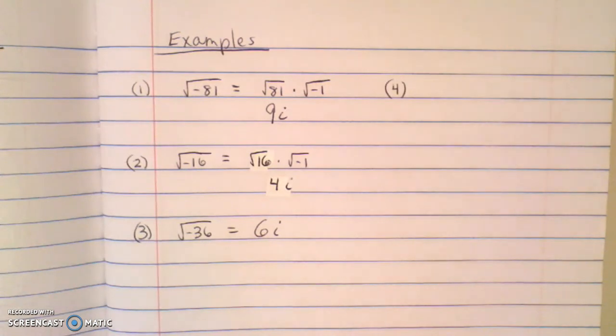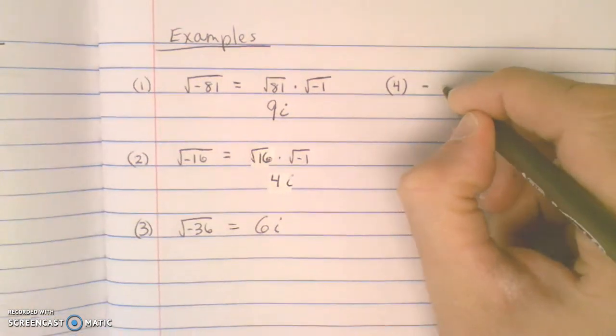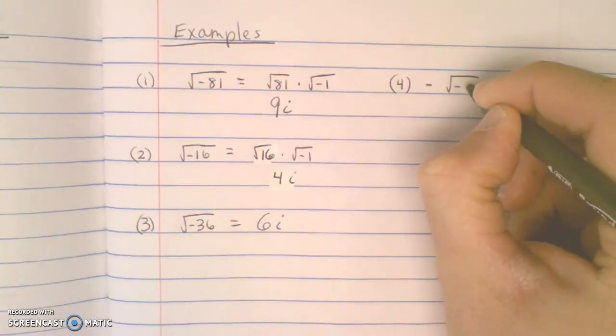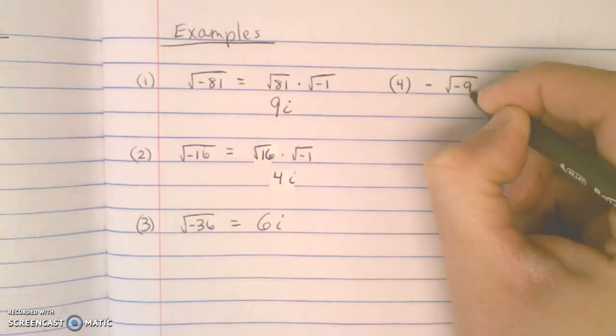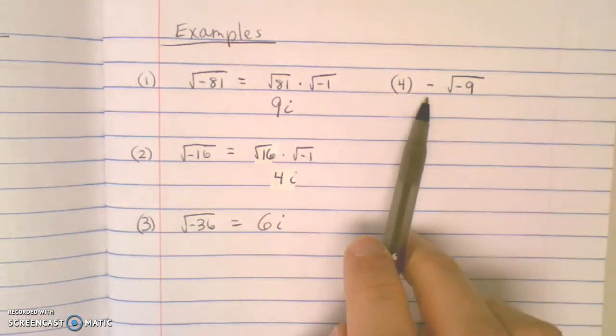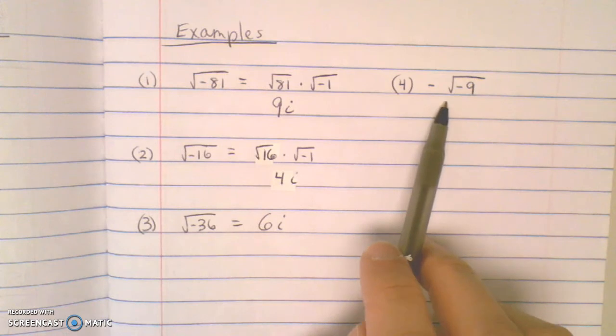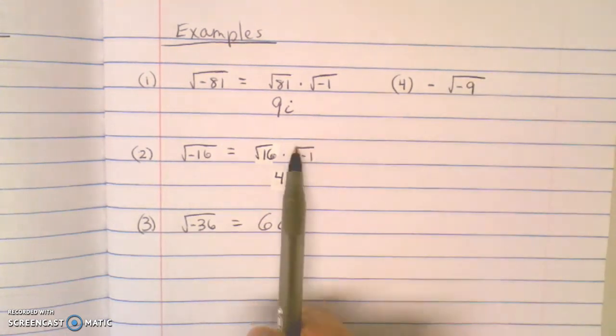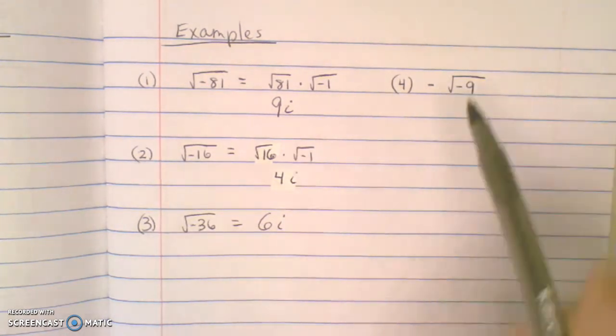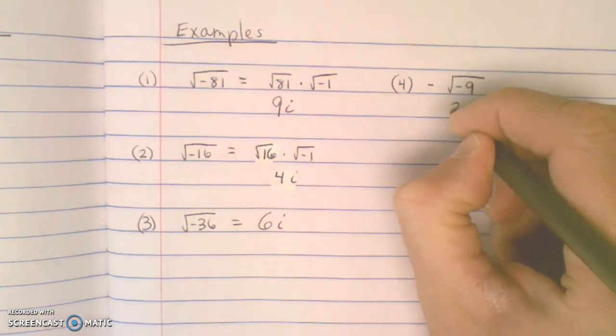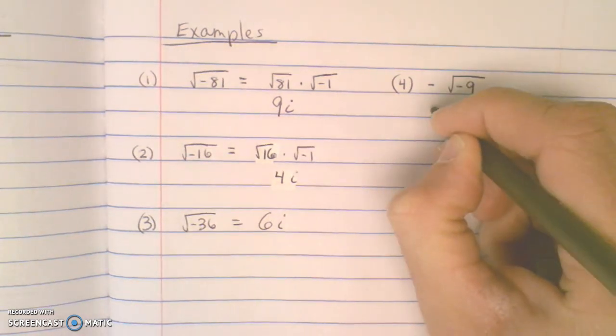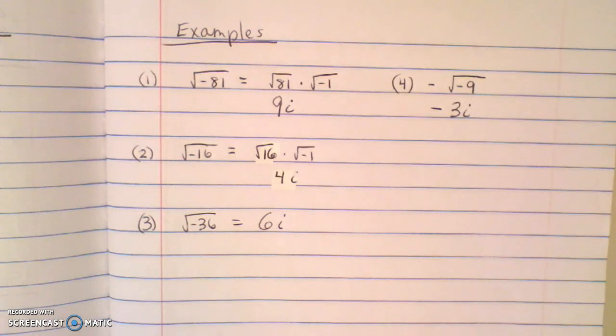For number 4, we're going to square root, and I'm going to put a negative in front, just so you can see how this works. So now I've got two negatives. So really the only thing that changes here is I'm still converting this like I did these problems. So the square root of negative 9 is 3i. But now because there's a negative in front, I also have to include the negative in front.